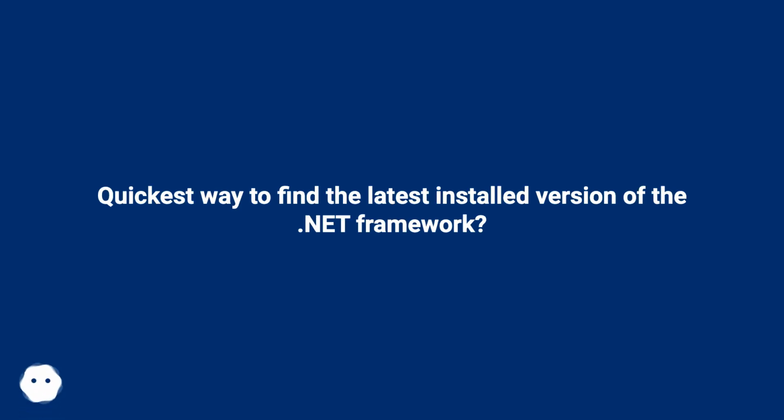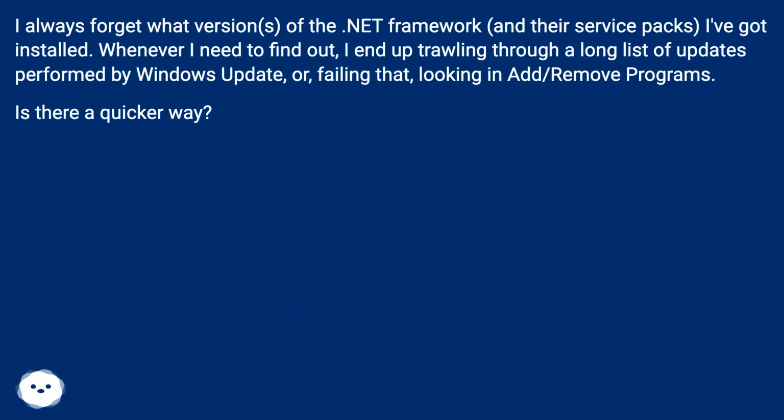What's the quickest way to find the latest installed version of the .NET Framework? I always forget what versions of the .NET Framework and their service packs I've got installed. Whenever I need to find out, I end up trawling through a long list of updates performed by Windows Update, or, failing that, looking in Add Remove Programs. Is there a quicker way?